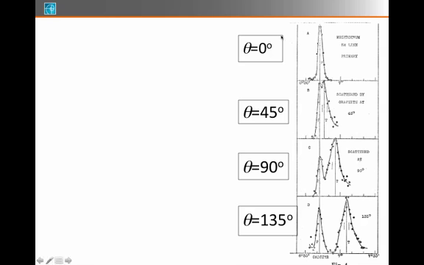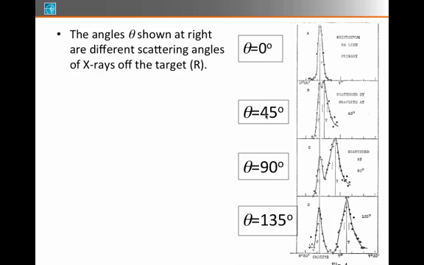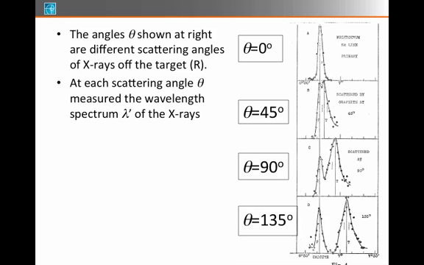Here's what Compton found. This is a graph of intensity of X-rays as a function of, on the horizontal axis, the wavelength of these X-rays as measured in that ionization chamber and the Bragg's law formula for constructive interference off that crystal. So he's measuring wavelength here on the horizontal axis for several angles theta for scattering off of the target R. So these thetas are the angle of scatter, not the angle of the Bragg reflection. At each angle theta, he measured the wavelength lambda prime of these X-rays again by tilting that crystal and finding where there is constructive interference.